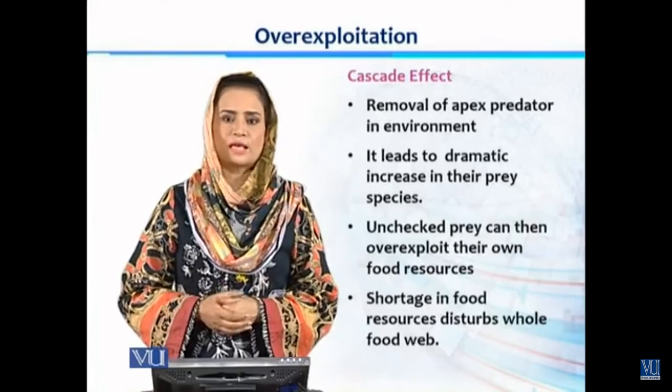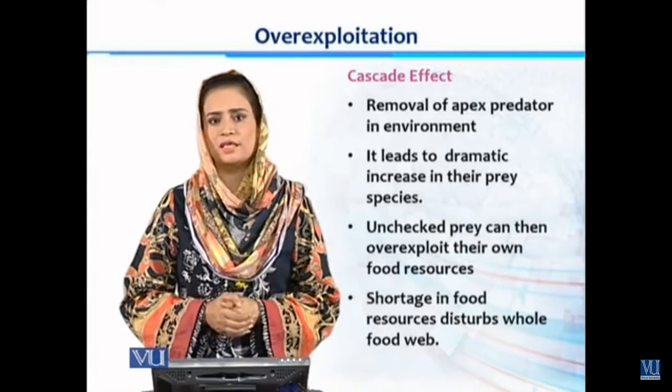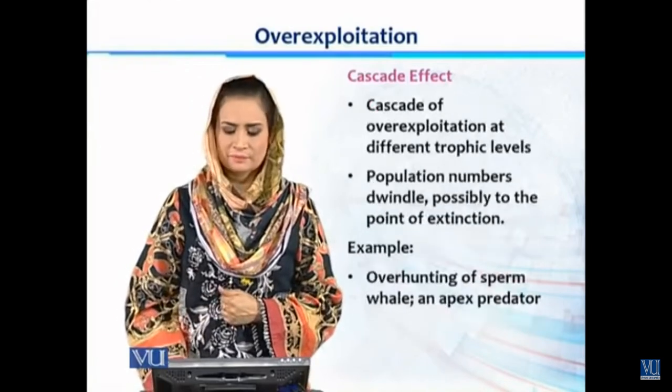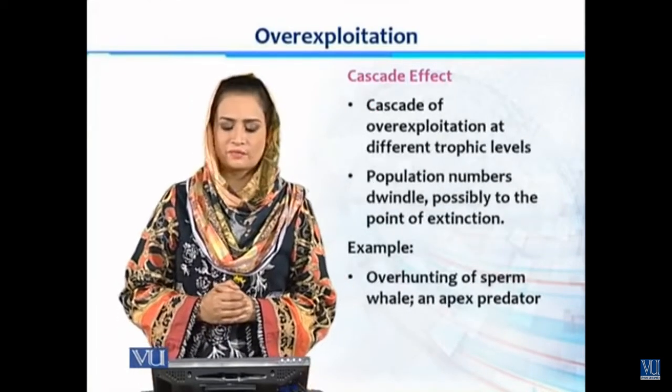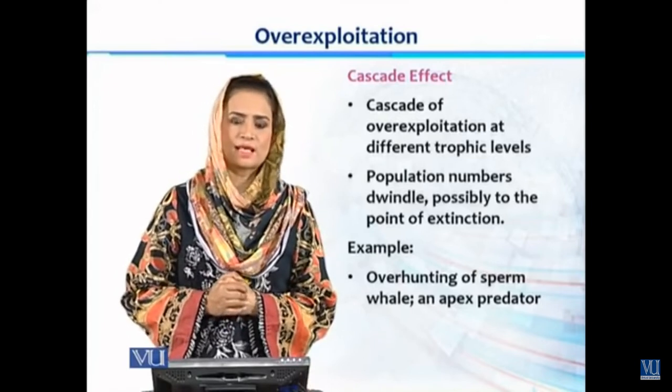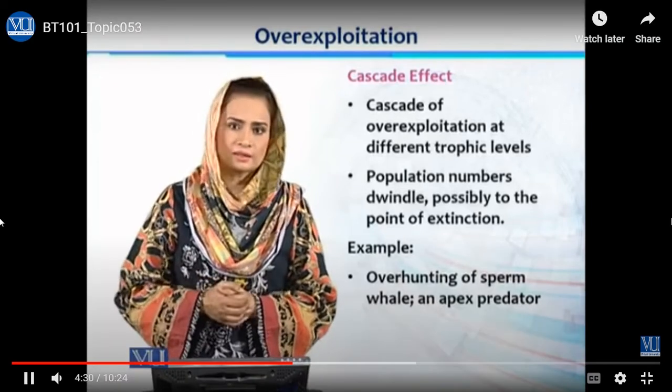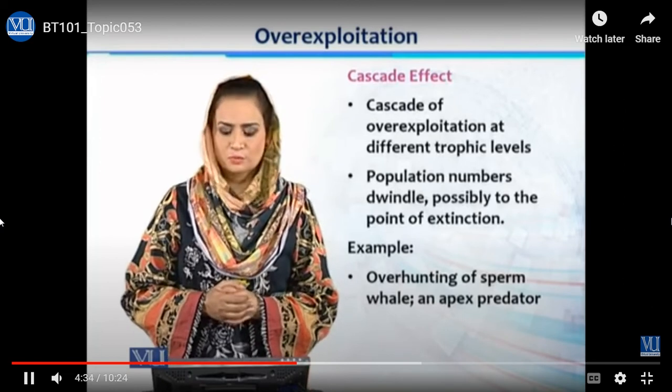So this removal of apex predator, the impact it generates on a food chain, is called a cascade effect. And this cascade of over-exploitation at different levels, the population number or population size would start dwindling. And this dwindling in the population size might lead to extinction of those species.